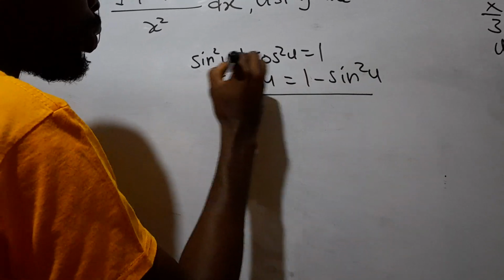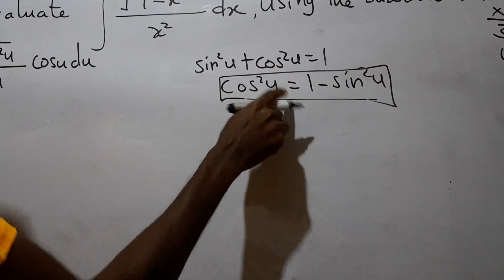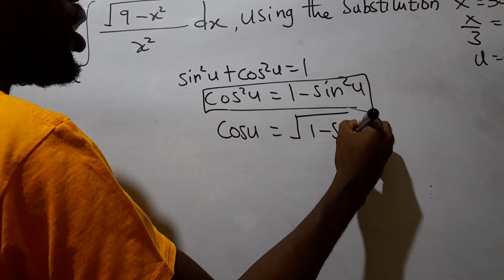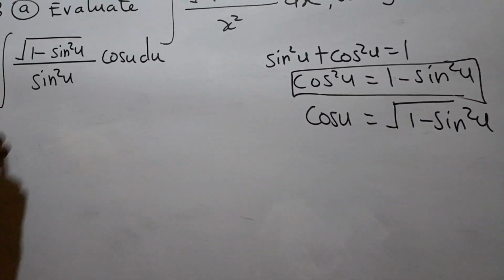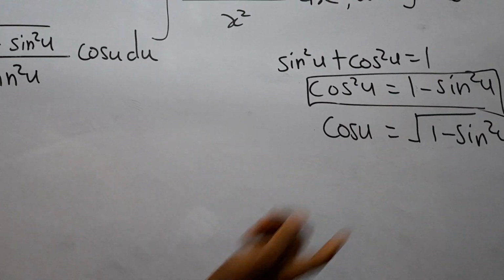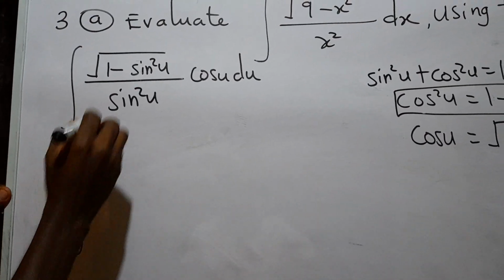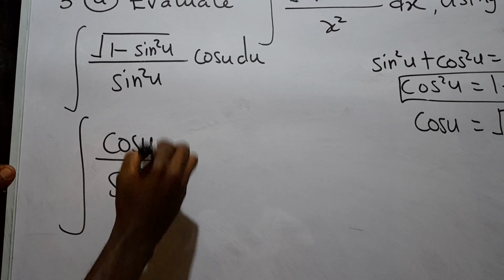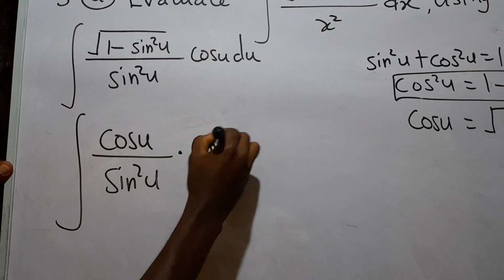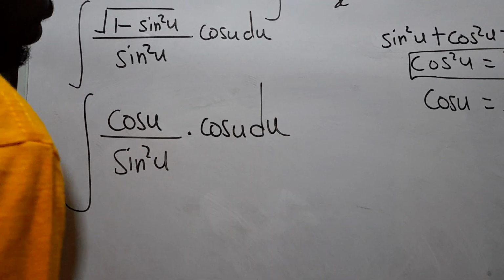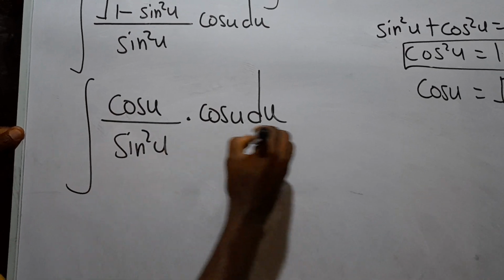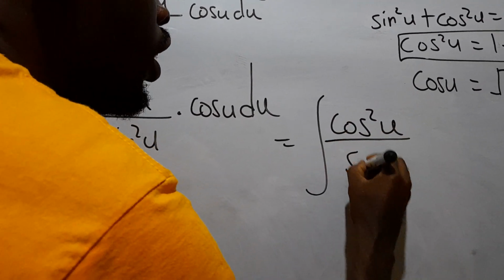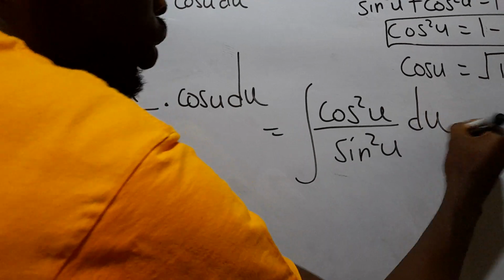The first one you should know. Also, when we find the square root of both sides, cos u will be equal to the square root of 1 minus sine square u. So in place of the square root of 1 minus sine square u, we can substitute cos u. So we can say this is the integral of cos u over sine square u times cos u du. So when cos u multiplies cos u, we'll get cos square u over sine square u du.